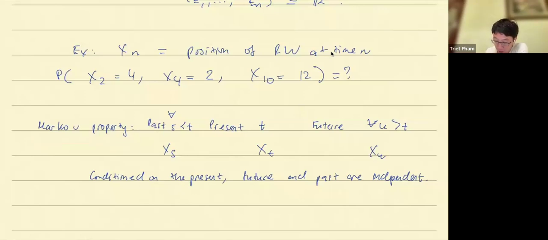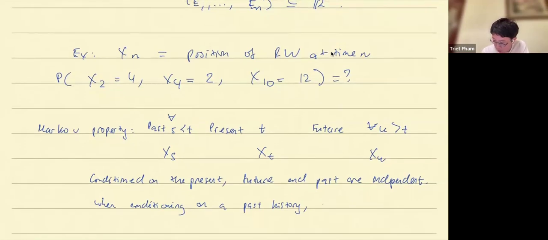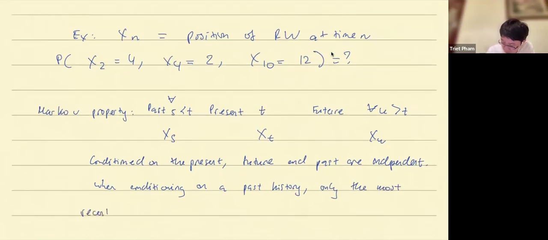Another way, which is the more common statement that you'll see, is that when conditioning on, let's say, the past history, only the most recent matters. Okay. What does this mean?